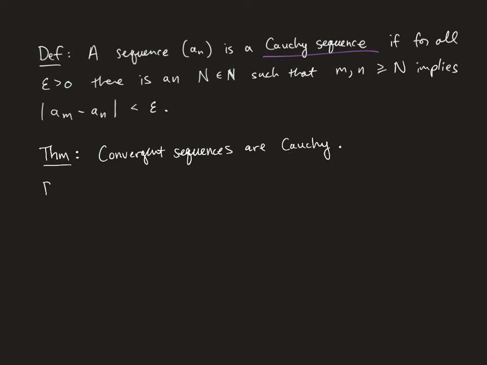Okay, and let's prove this. So suppose that we have a convergent sequence, a_n going to A. We have to show our sequence is a Cauchy sequence. That means we have to show that for all epsilon greater than 0, there is an N such that and so on. So we need epsilon greater than 0 to be given. So we suppose we have our sequence converging to A, and we let epsilon greater than 0 be given.